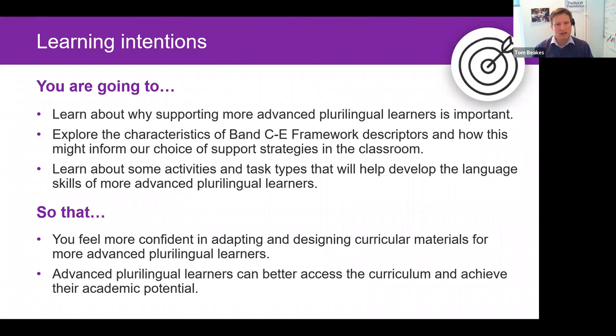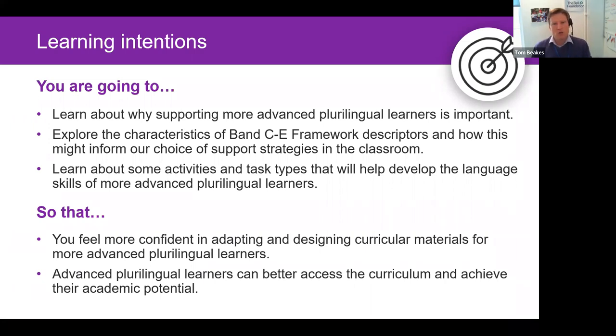First, I'm going to talk about why it's important to support more advanced plurilingual learners that we work with. We'll look at some of the characteristics of these learners and their language and how this might inform our choice of support strategies. And we're going to learn also about some practical examples of activities and task types that will help develop the language skills of our more advanced plurilingual learners. And I'll be giving you examples both from the Bell Foundation resources free on a website and from other sources as well. And I'd be delighted if you want to share in the chat your own ideas as we go through. It's great to get to hear what people are doing as well.